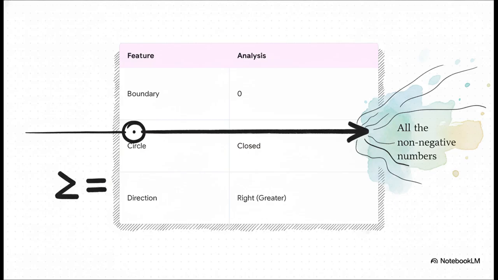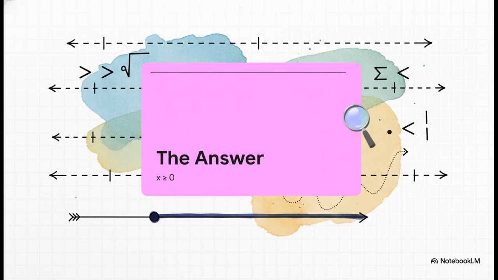Boundary, 0. Circle, it's closed. So what does that mean? Yep, we're going to need that or equal to bar. And the direction, it points to the right, which means greater than. You know, what this graph is actually showing us is a picture of all the non-negative numbers. And there you have it. The inequality is x is greater than or equal to 0.